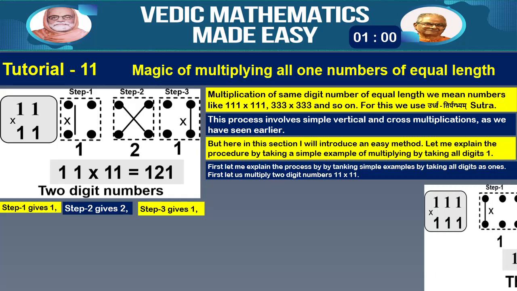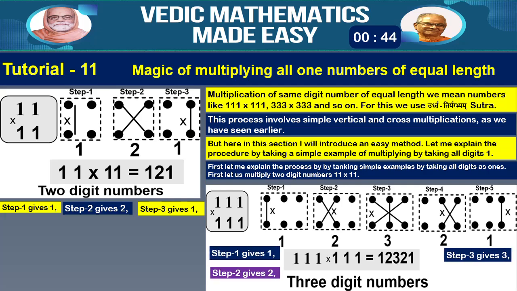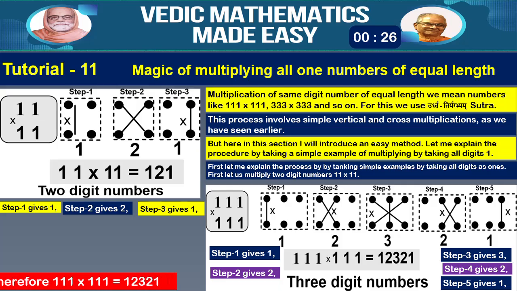Next, we will take an example of three-digit numbers like 111 into 111. You know it has 5 steps. Step 1 gives 1, step 2 gives 2, step 3 gives 3, step 4 gives 2, and step 5 gives 1. You can look at the step diagrams and easily understand this. So, 3 ones into 3 ones is equal to 1, 2, 3, 2, 1.